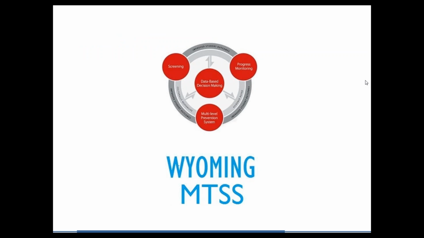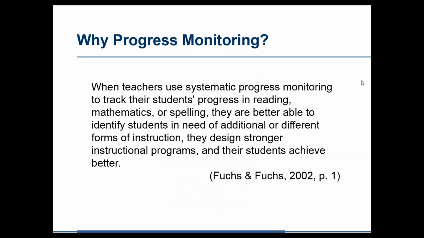Multi-tiered Systems of Support, or MTSS in Wyoming, is a prevention framework for school improvement made up of 4 essential components. The 4 components are screening, multi-level prevention system, or tiers of support, progress monitoring, and data-based decision-making. MTSS in Wyoming also encompasses features such as culturally responsive instruction, family engagement, and evidence-based instruction. As you will notice in the graphic, each of the components and features contribute to improved student outcomes. This session will focus on progress monitoring and how it is used with data-based decision-making to improve student outcomes.